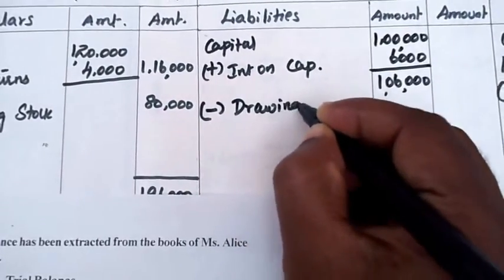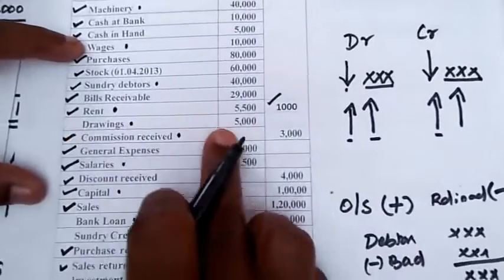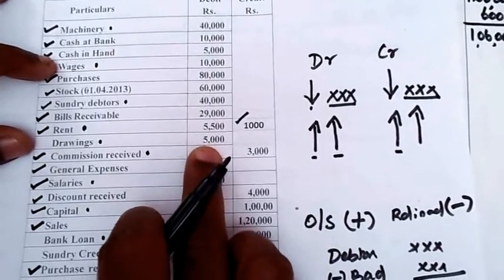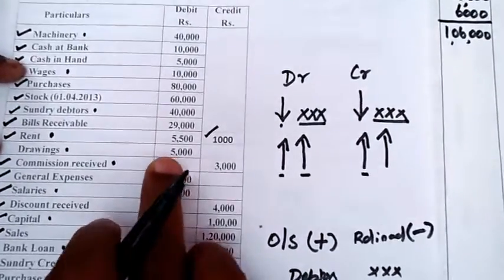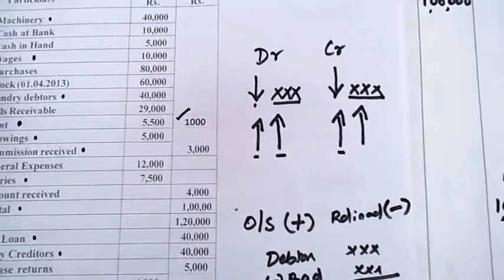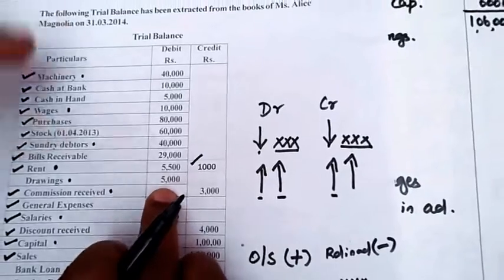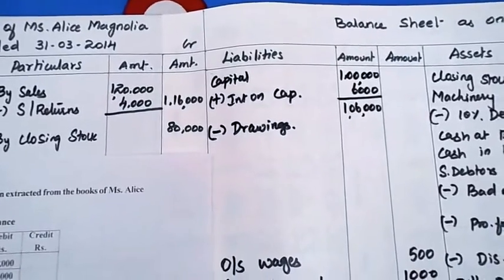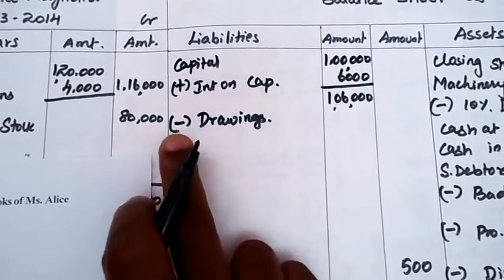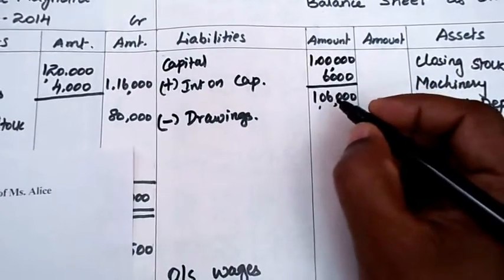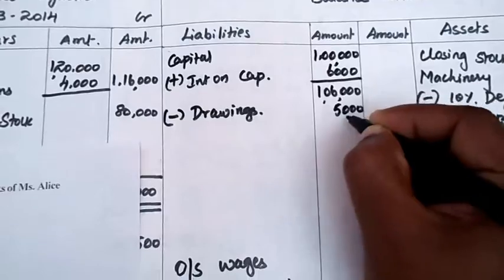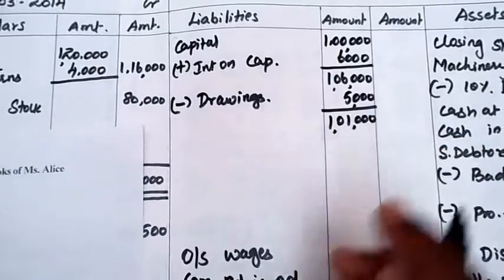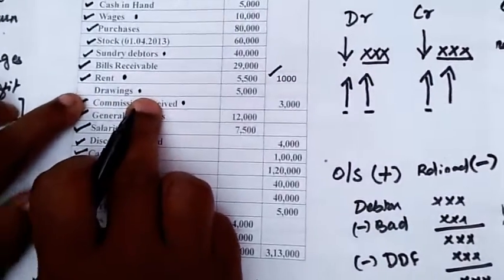Drawings. How much amount is there? Drawing 5,000 rupees given under debit side. Drawing means the amount which is withdrawn from the business is called drawings. Okay, so you cannot enter this amount under the asset side. Why? Because this amount is subtracted from the liability, from the capital, so it will come under the debit side. So on the liability side, less drawing. How much? 5,000 rupees. What is the balance? 1,01,000. Then just see the adjustment, because in drawings we have some adjustment.